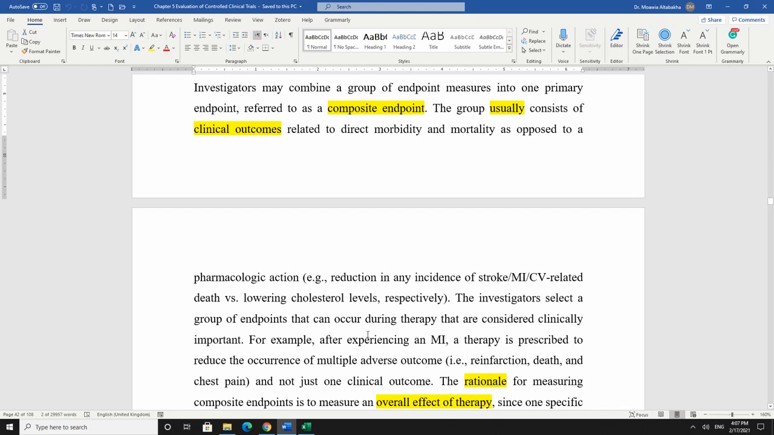That's why they consider cholesterol level as surrogate. Surrogate, meaning a substitute, of the real thing. The real thing is the clinical outcome. This is more important. But sometimes, you know, it takes a lot of time to find the clinical outcome, to see whether it is beneficial or not. That's why sometimes they go for the surrogate endpoint.